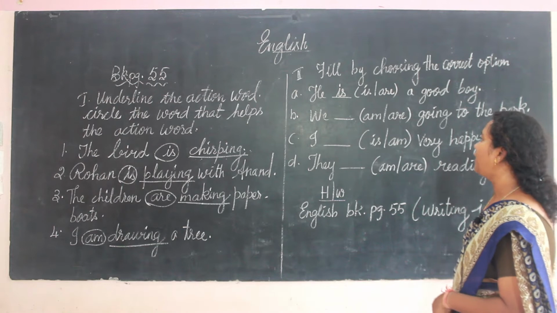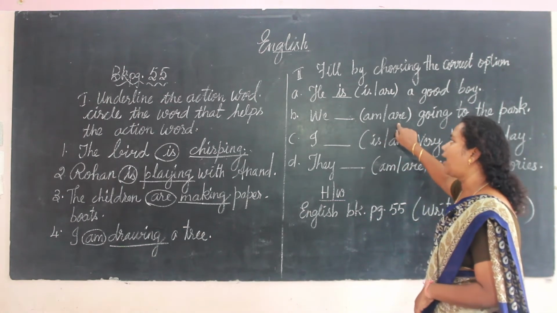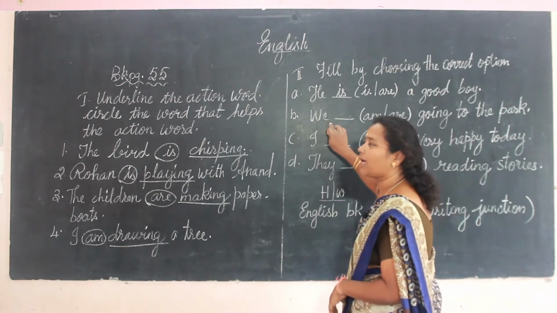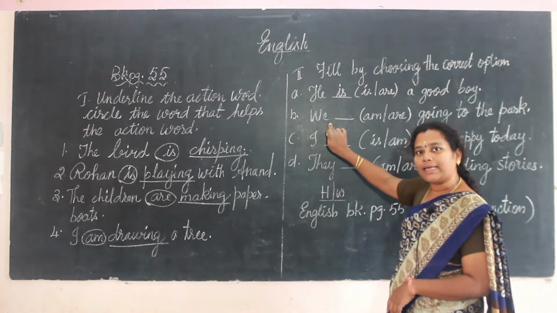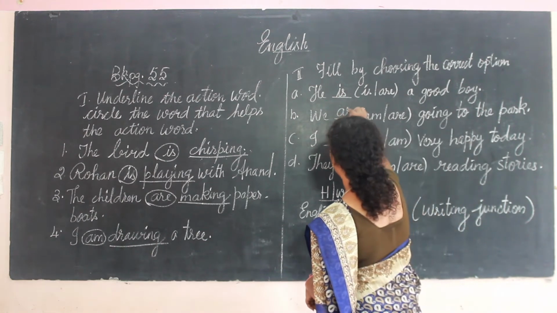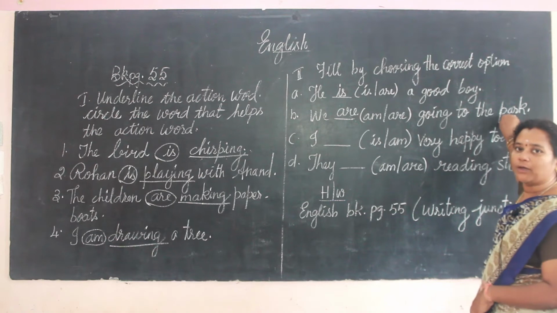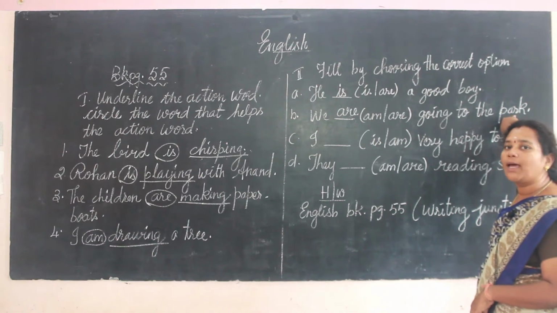Now see the second one. "We", am or are. We know "we" is plural. So what will you write there? "We are". Write down "are". Next, "are going to the park". Where are we going? They are going. They are going to the park.